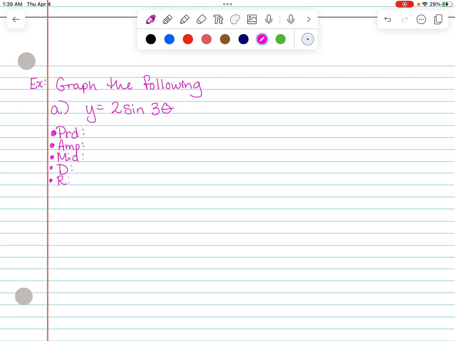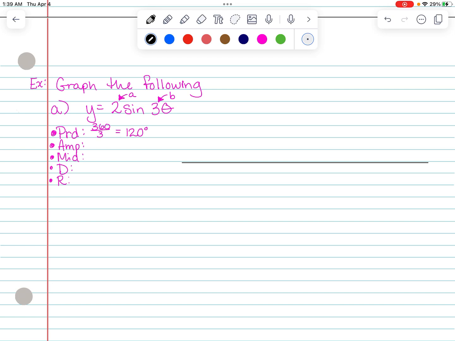So, the period of a typical sine function is 360. If you want to find the period of our current sine function, you take that typical period, 360, and divide it by the absolute value of B. Now, B is the thing that comes in with theta. That's B. A is what comes out front. So 360 divided by B is 360 divided by 3, which is 120 degrees.